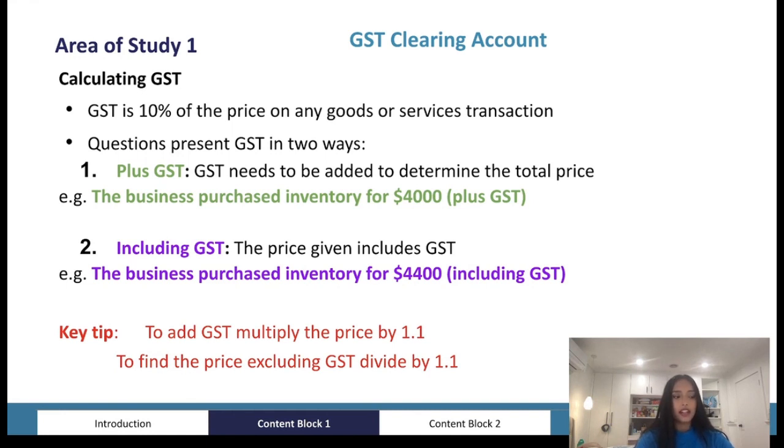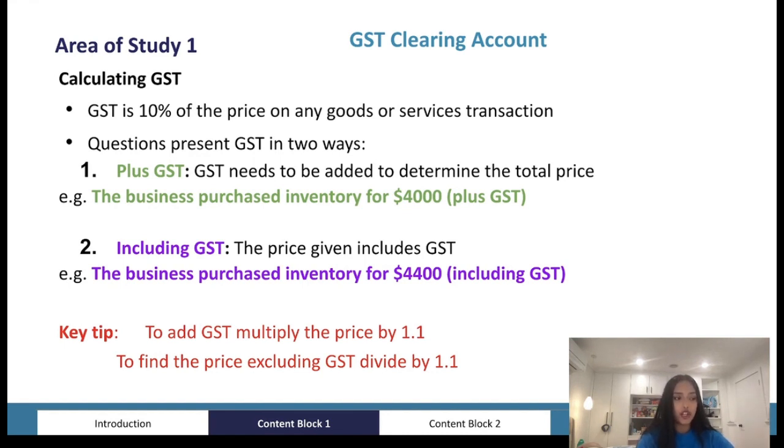When you get an accounting question that includes GST, there are two ways in which it will be presented. It'll either be plus GST, which means that you need to calculate GST on your own and add it on to the amount. In these types of questions, the price provided does not include GST, so you'll need to add on that GST yourself in order to determine the total price of the transaction. To add on GST, you multiply the price by 1.1.